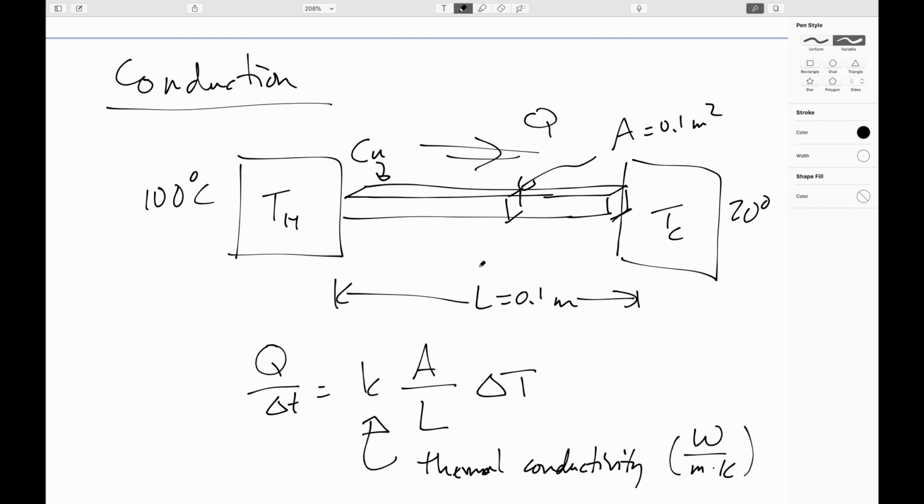What's going to mess that up is the length. The longer this is, the smaller the temperature difference between adjacent layers of the copper rod will be, which would mean less violent collisions, which would mean a slower rate of transferring thermal energy.